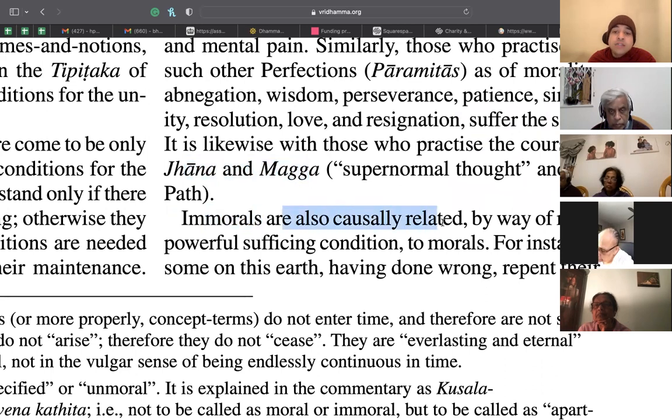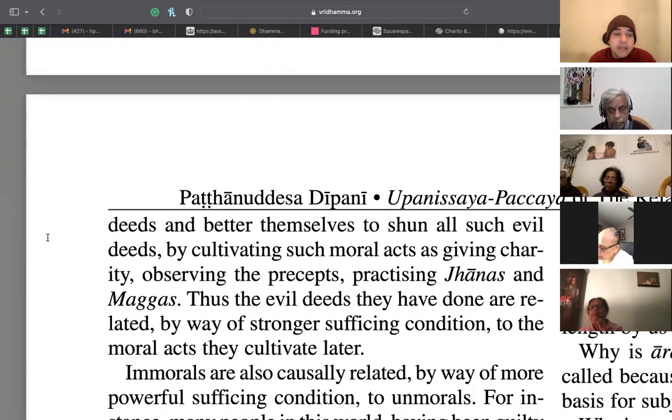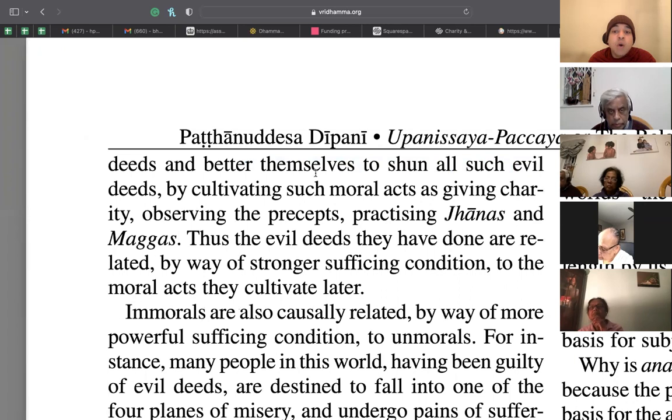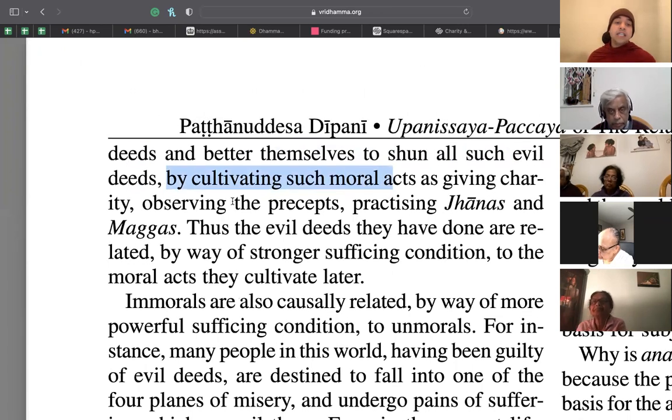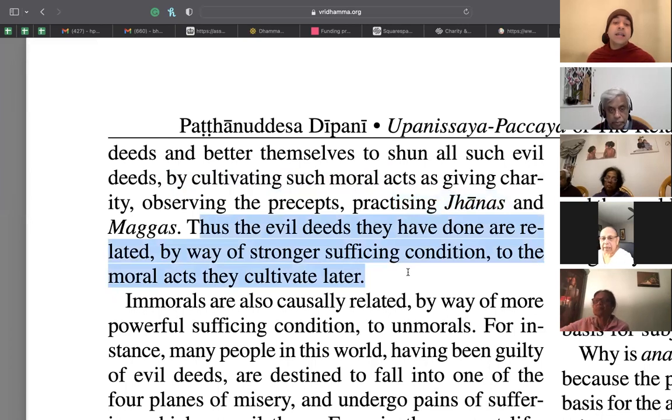Immorals are also causally related by way of more powerful sufficing condition to morals. For instance, some on this earth, having done wrong, repent their deeds and better themselves to shun all evil deeds by cultivating such moral acts as giving charity, observing precepts, practicing jhanas and maggas. Thus, the evil deeds they have done are related by way of stronger sufficing condition to moral acts as they cultivate the latter.